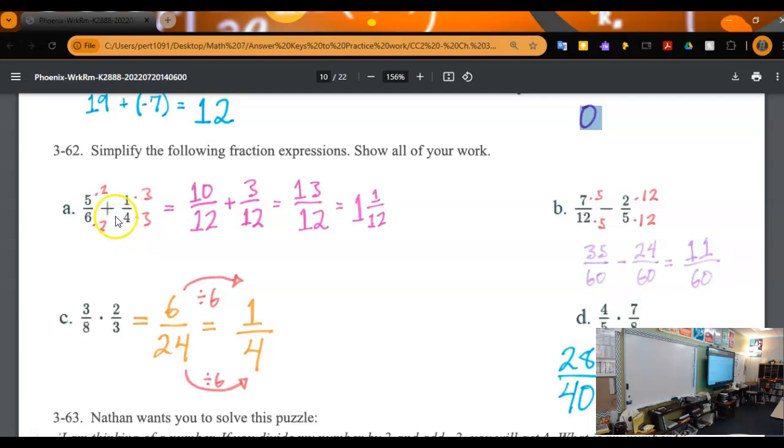62. To add or subtract fractions, we need common denominators. But to multiply, we don't. Multiplication is easier. You just go straight through the top, straight through the bottom. 3 times 2 is 6. 8 times 3 is 24. We can reduce. Monsa?